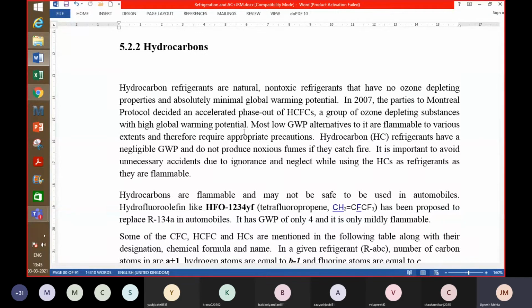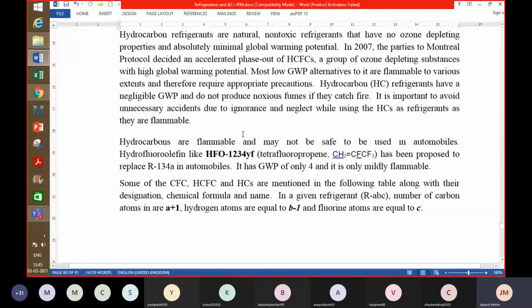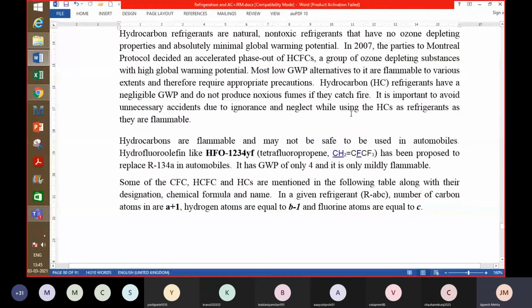Hydrocarbon (HC) refrigerants have a negligible global warming potential and do not produce noxious fumes if they catch fire. It is important to avoid unnecessary accidents due to ignorance and neglect while using hydrocarbons as refrigerants, as they are flammable. Hydrocarbons are flammable and may not be safe to be used in, for example, say, automobiles.